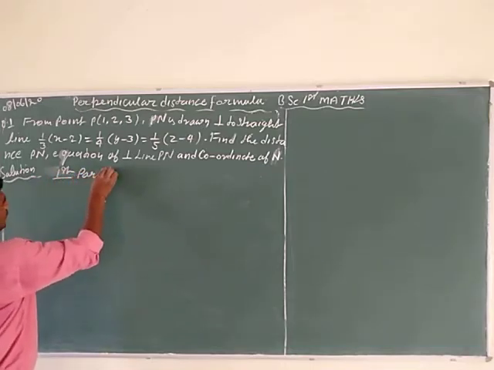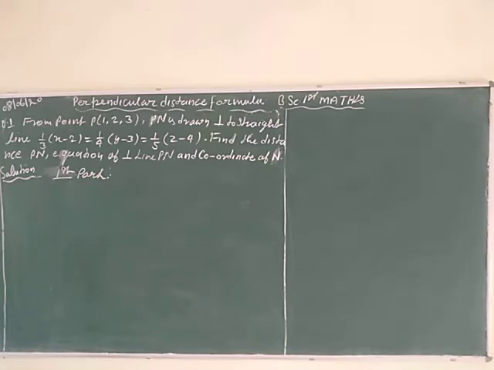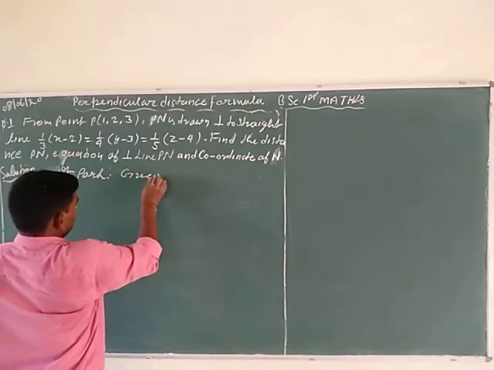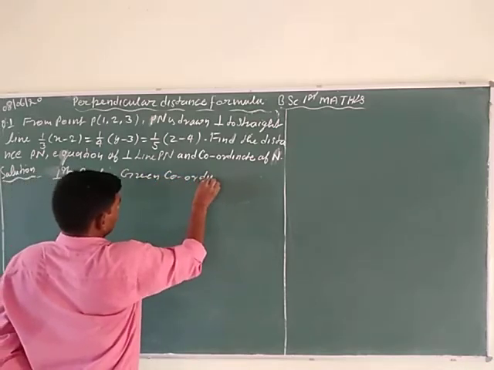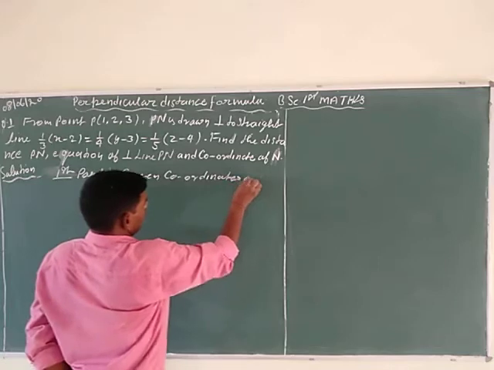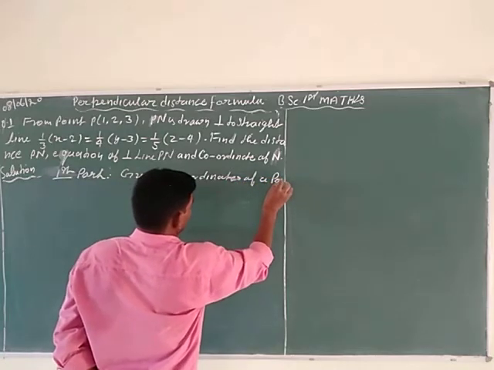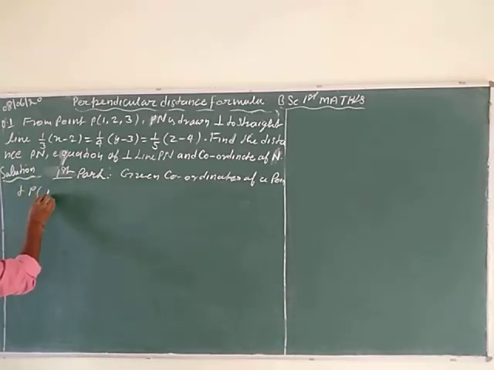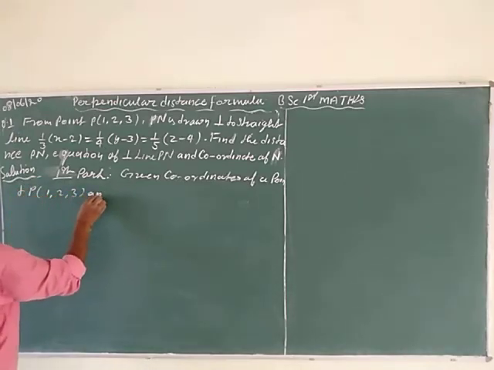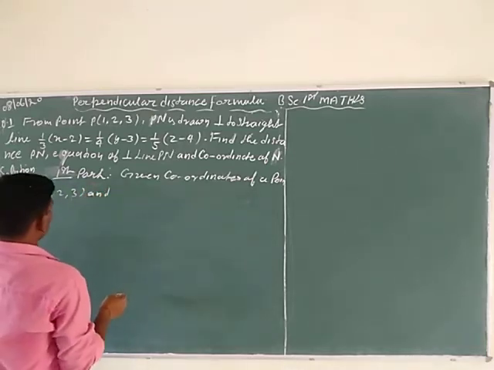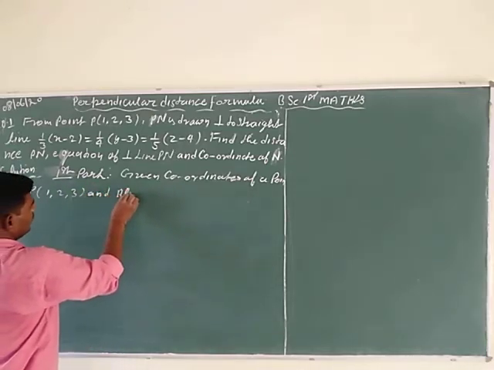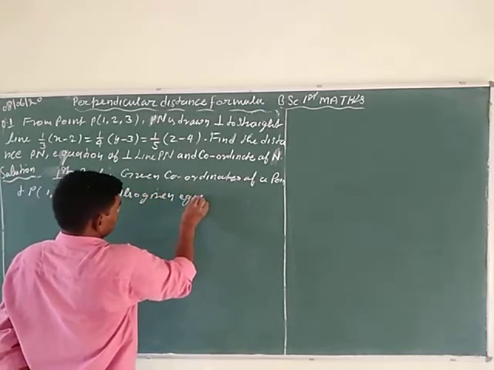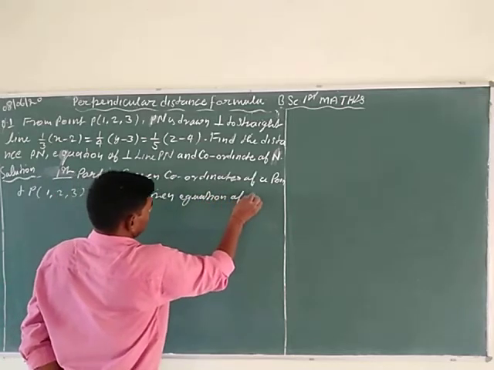So write in the solution the first part. In the first part, calculate the distance PN. So given the coordinates of point capital P are 1, 2, 3, and also given the equation of a straight line.